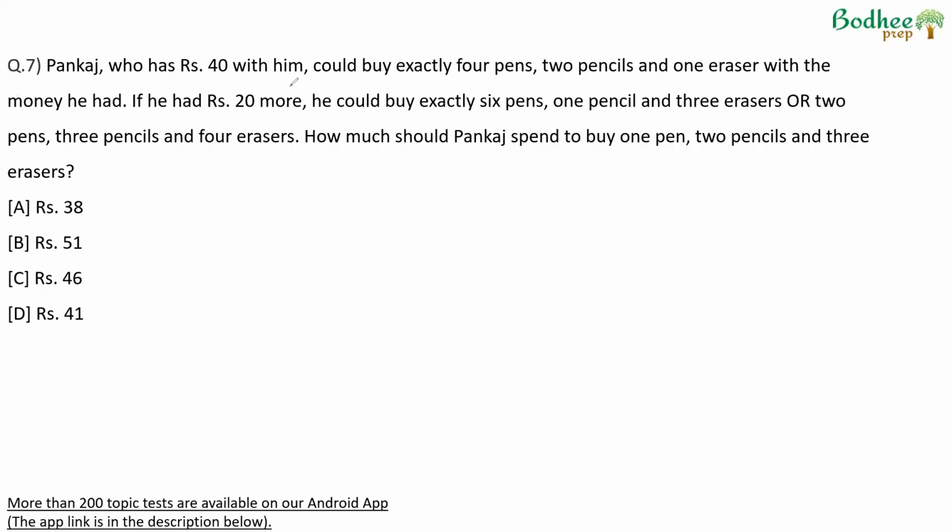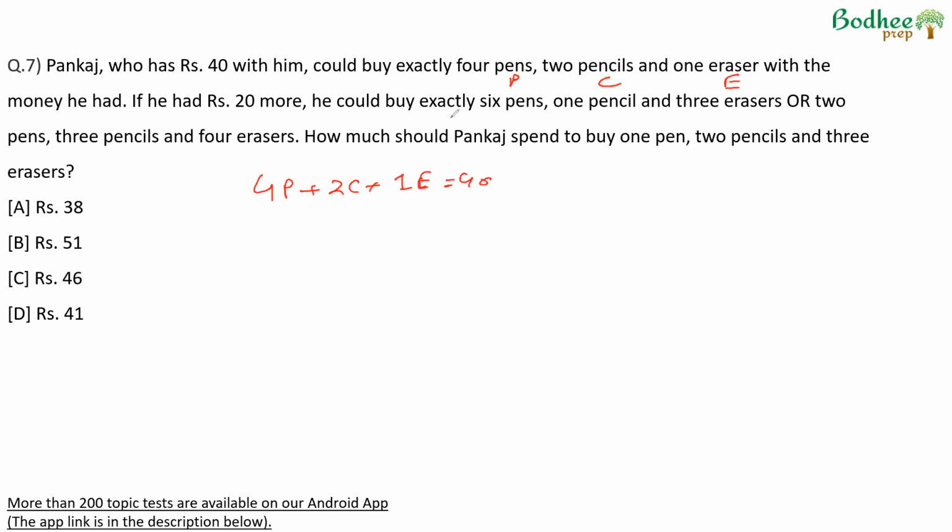Pankaj, who had 40 rupees with him, could buy exactly 4 pens. Let the price of each pen be P, the price of each pencil be C, and the price of each eraser be E. 4 pens, 2 pencils, and 1 eraser cost him rupees 40.